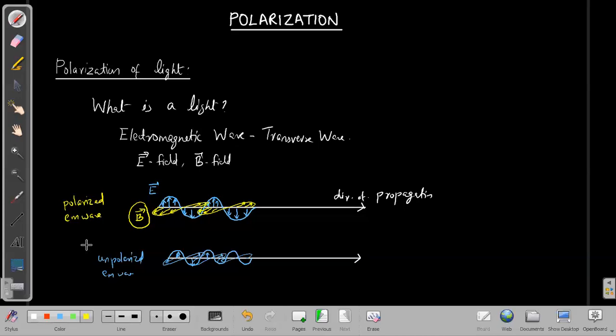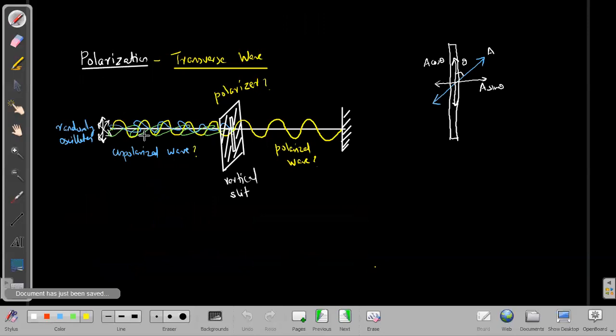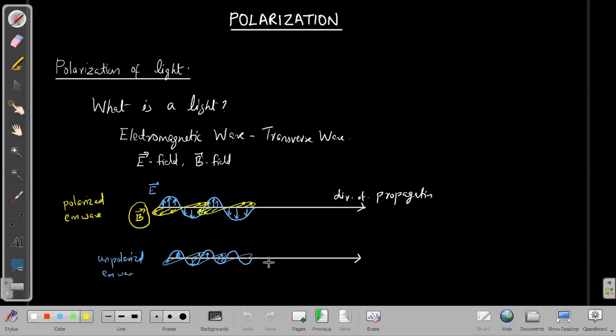That would be our next question. It can be done by blocking one oscillation of electric field. In the earlier case of a mechanical wave, we blocked all horizontal oscillation using a vertical slit and just allowed the vertical oscillation to pass through it. So we can have the same mechanism. We have to stop one type of oscillation of electric field and allow the other type of oscillation. So how will you do that?